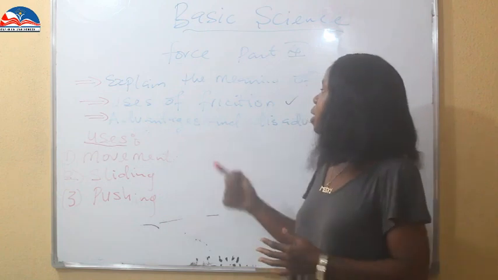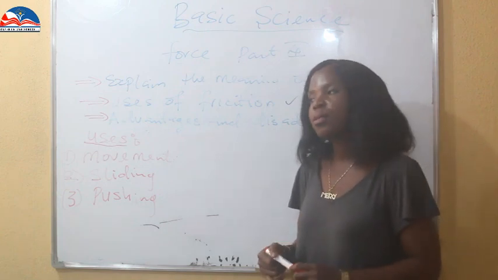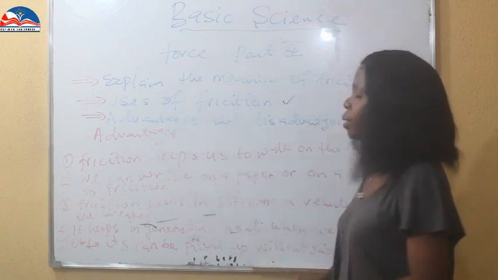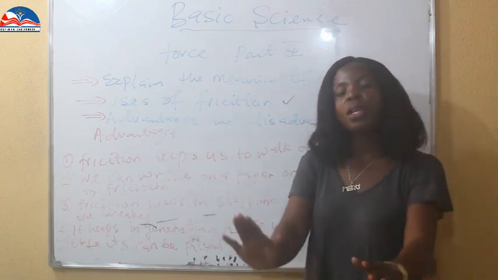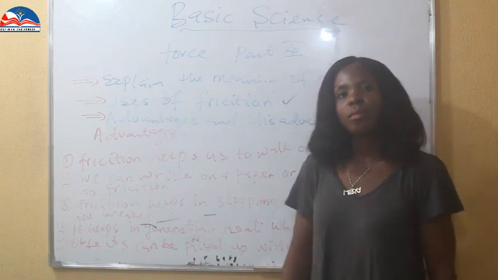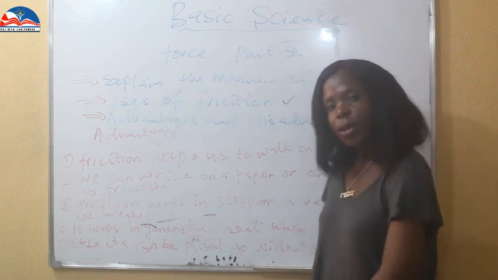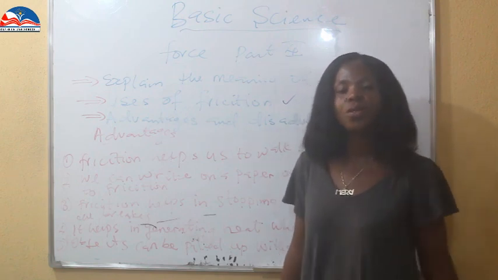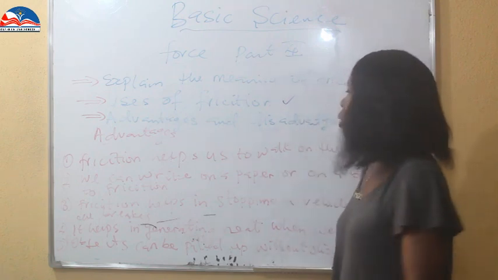Now we'll go to the advantages and the disadvantages. Advantages of friction. Friction helps us to walk on the ground. Remember, we said it's an encounter between two objects, where one object passes through the other one. So because there is friction, we are able to walk on the ground.